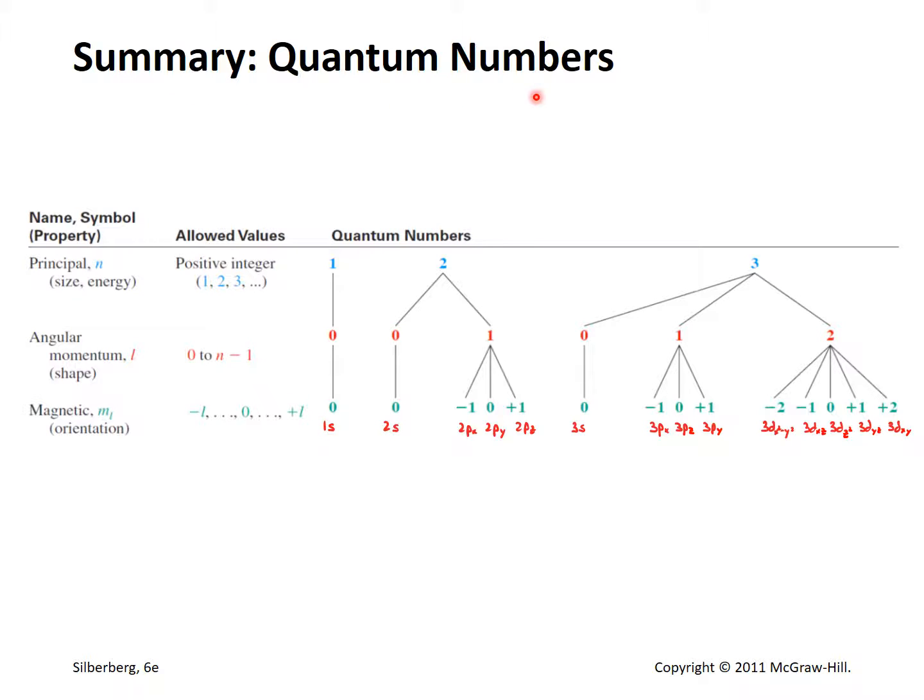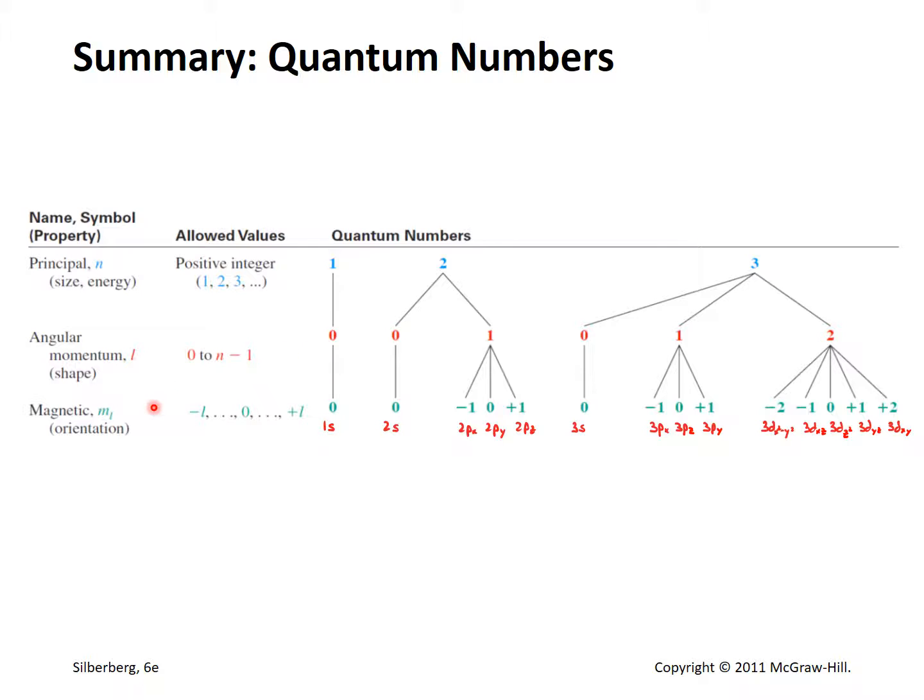Here, I would like to summarize the concepts we have learned about quantum numbers for the case when n, the principal quantum number, equals 1, 2, or 3. When n equals 1, the angular momentum quantum number, L, which must be a positive integer starting at 0 and going to n minus 1, must be 0.